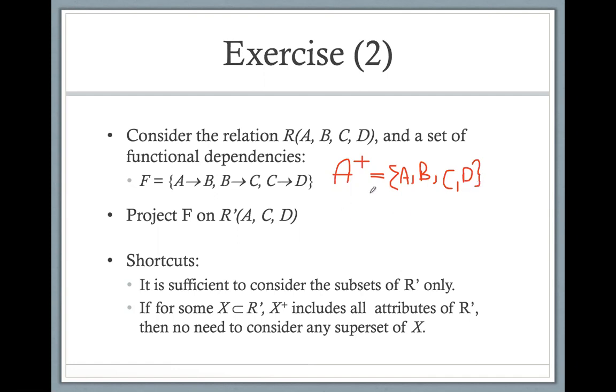Okay. So from this, I can deduce the following functional dependencies: A determines B, which is not relevant because R dash doesn't have B. A determines C, and A determines D.